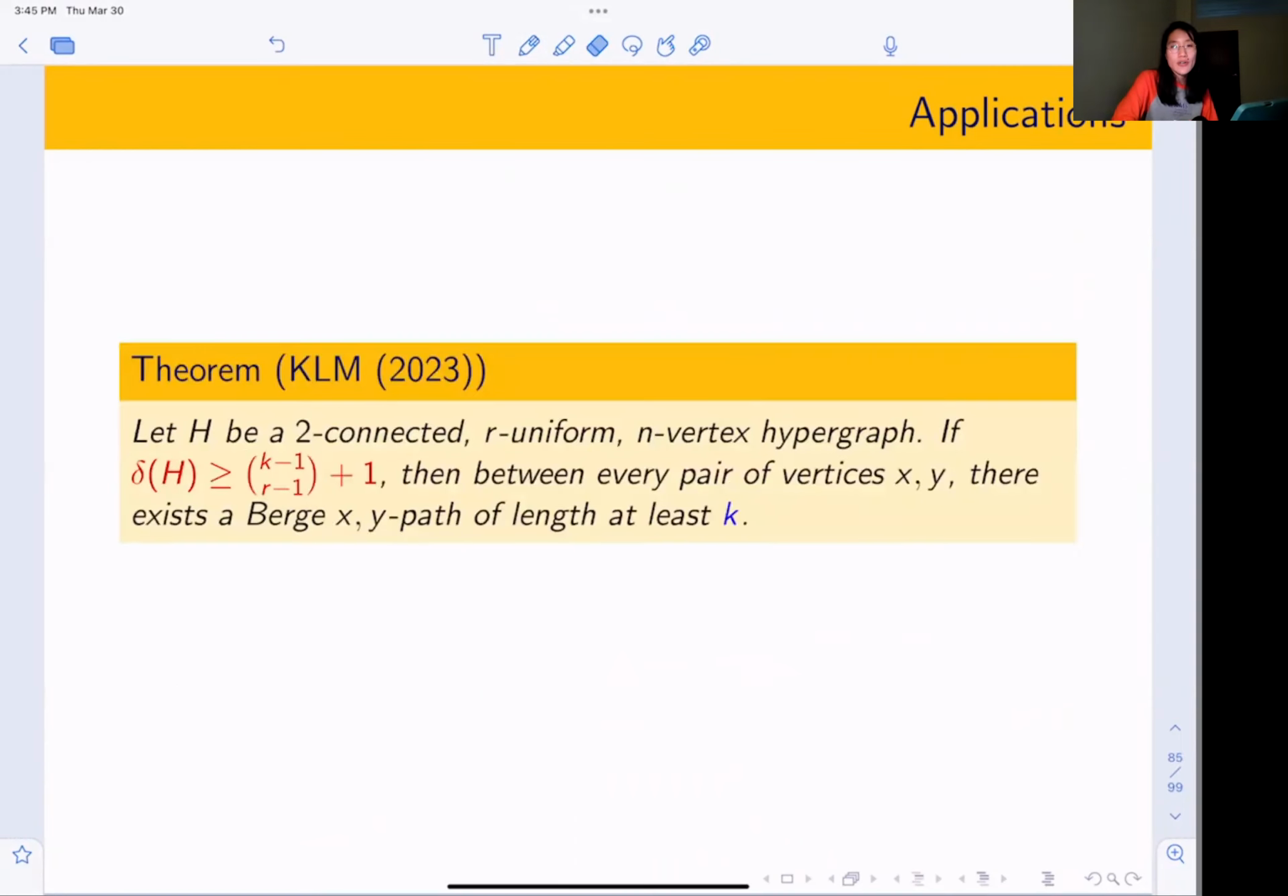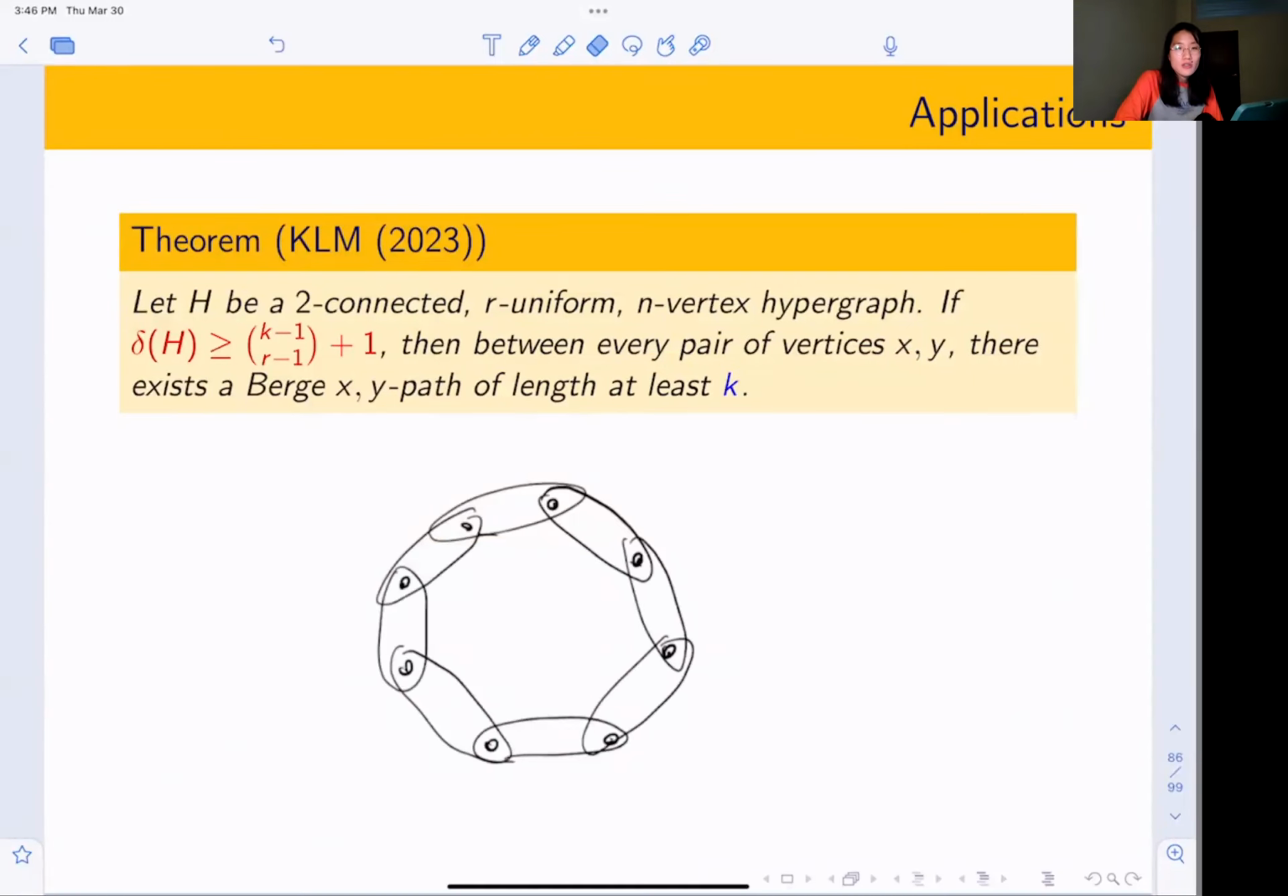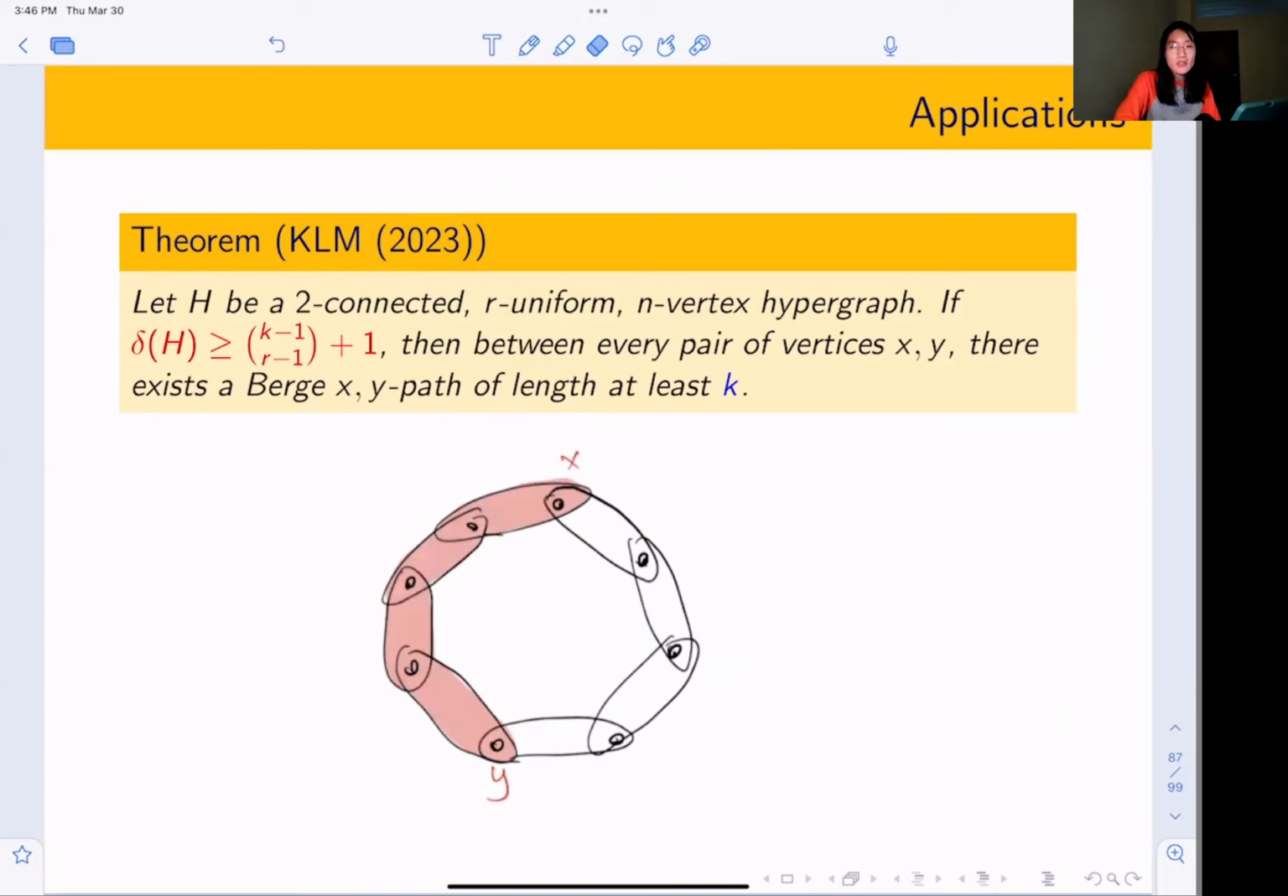But as a corollary of our result, we get that the same minimum degree condition gives us codiameter at least k. So we have a Berge path of length at least k between every pair of vertices. The proof is very simple. So with this minimum degree condition, I can find a cycle of length at least k. And now I'm going to look at where my vertices x and y lie relative to the cycle. So if they're both inside of the Berge cycle, then I just take some segment which contains at least half the number of edges. So at least k edges, that's good.